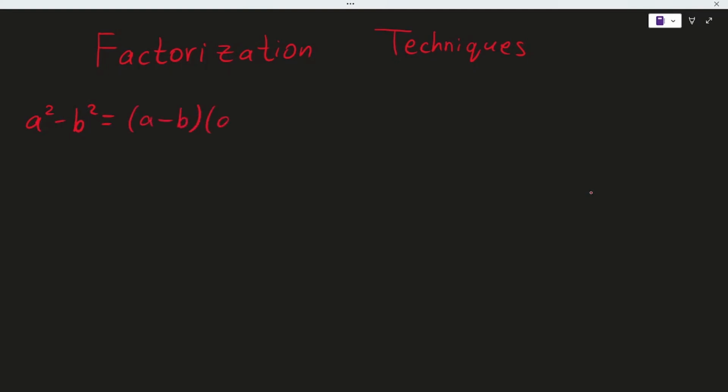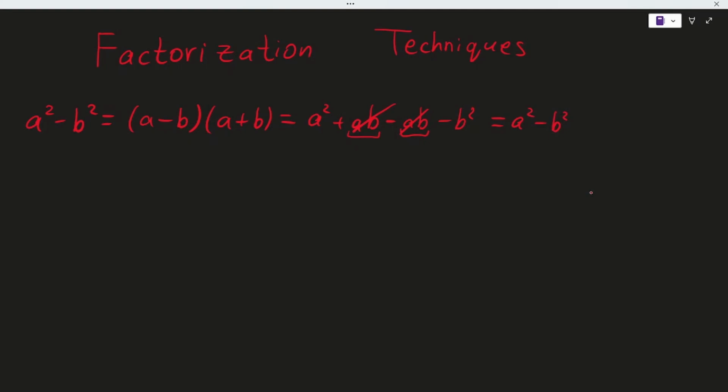And now let's see why it is correct. If we expand this term by term, we will get a² + ab − ab − b². And clearly, the middle terms cancel out each other, and we are left only with a² − b².